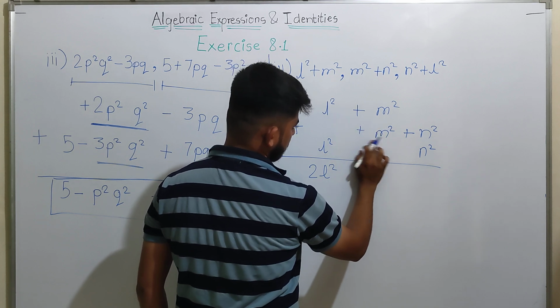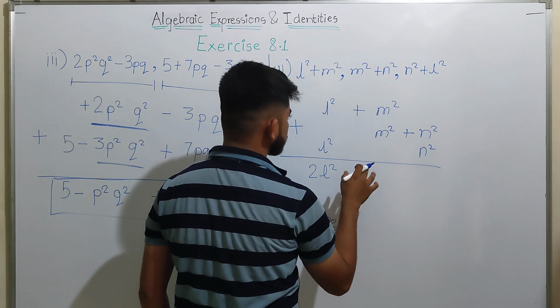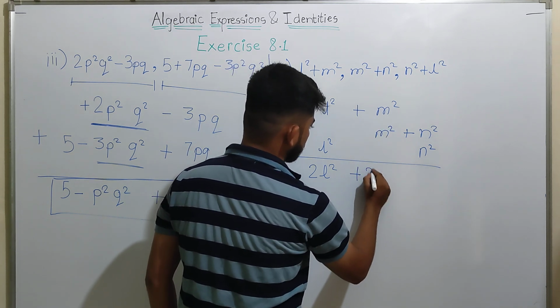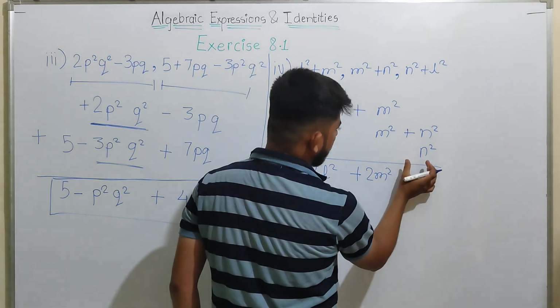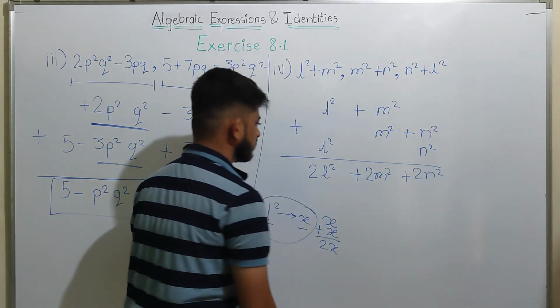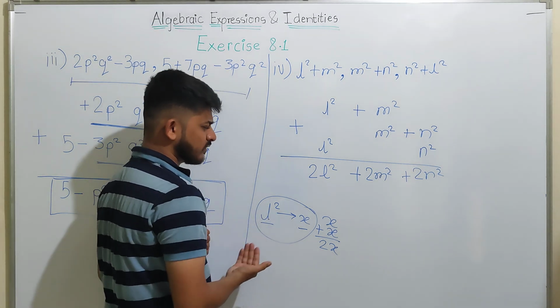Then I'll write it as plus, or if you may not write, it's okay. So m square plus m square, 2m square. Now n square plus n square, 2n square. So this was the example, just to understand.